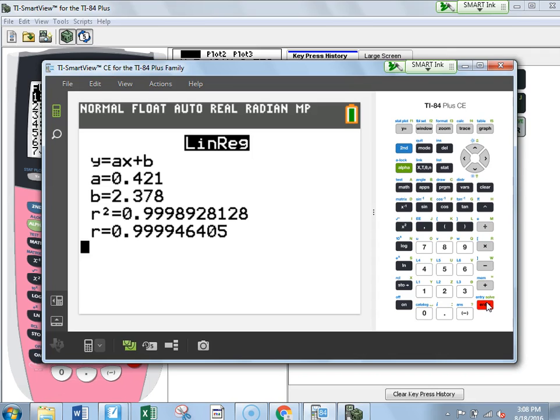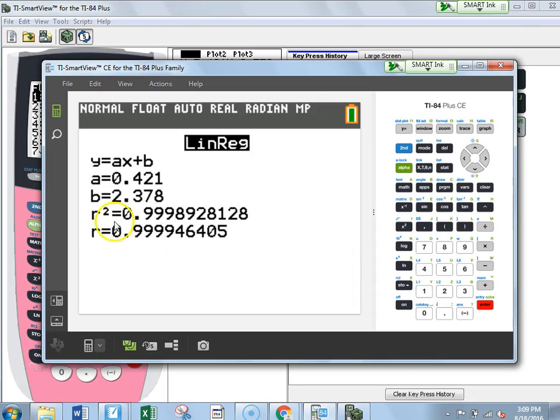Now, did everybody get 0.421 and 2.378? You might not have got the R's. Yeah. Okay. But did you get the A and the B? You didn't get those numbers? Check what you put in list 1 and list 2. Did you use 0, 1, 2, 3, 4, or did you use 1988, 1989? Check if you typed them in. Just look at your worksheet one more time. I'll come look at it in a second.